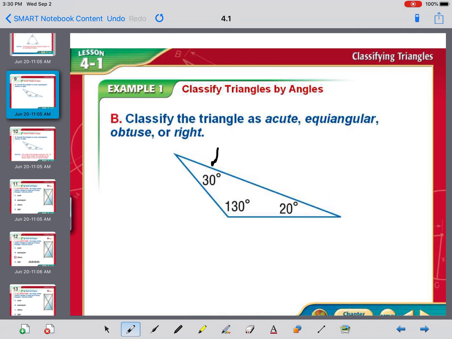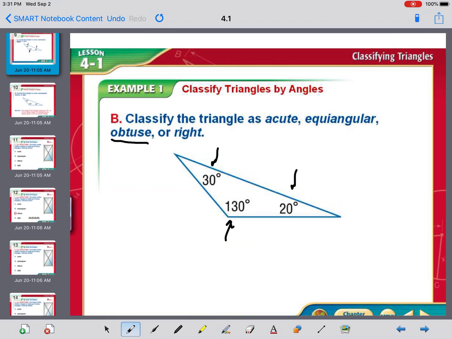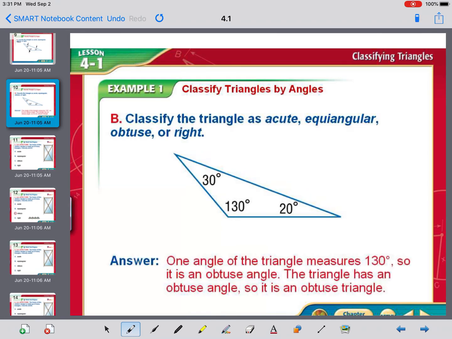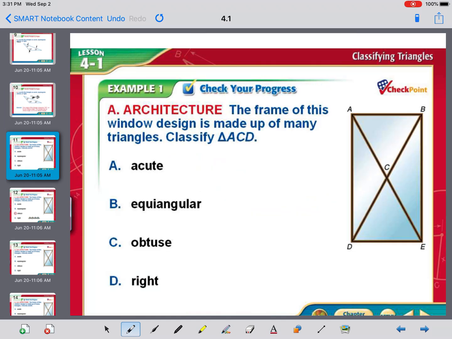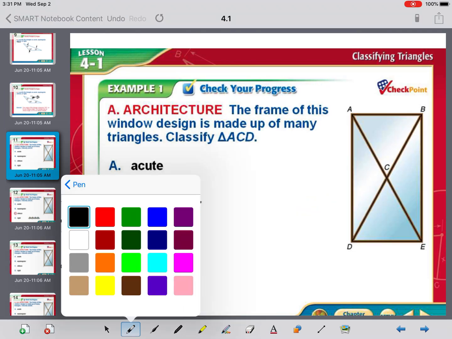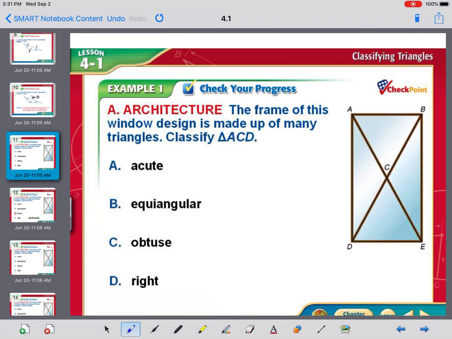So you can see that's what we got here. This one: classify the triangle as acute, equiangular, obtuse, or right. Well, that's acute, but that is obtuse, making the answer obtuse. In other words, the most special, that's what we're going to call it. So it's obtuse. You may notice here that when you look at all three of those, they do add up to 180.